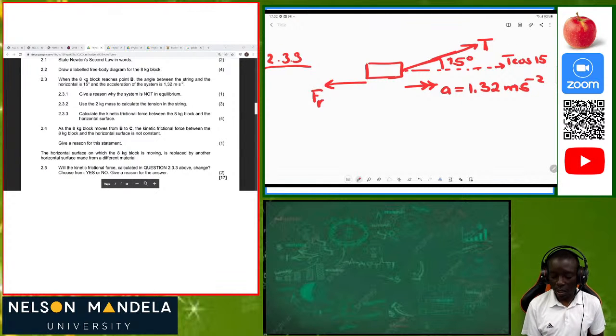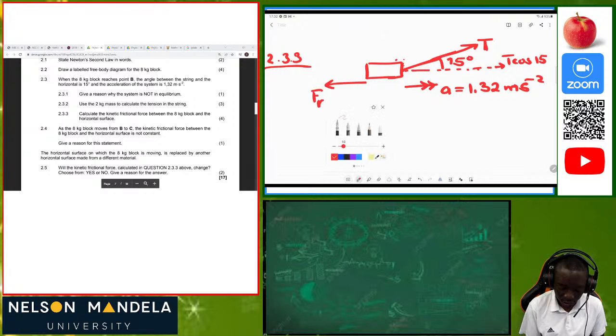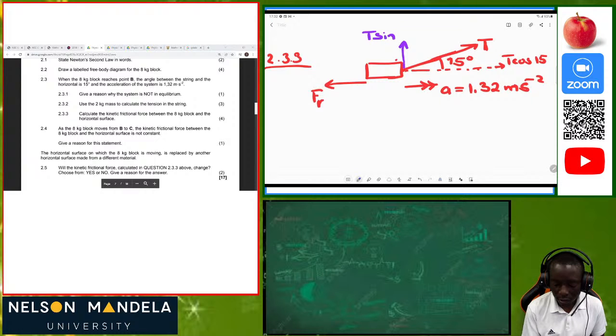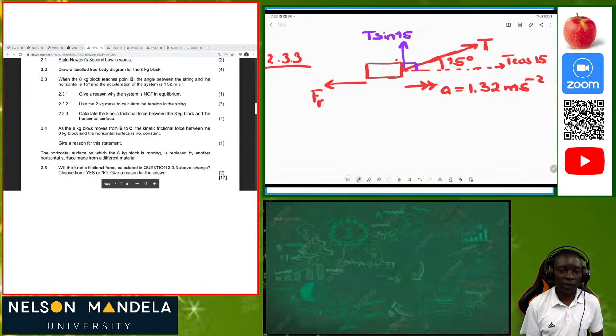It's a cos theta component because the angle between that component and the vector is the 15 degrees that is mentioned. If the angle is on the other side, that makes the component in the vertical. So we would have another component. If we want to deal with the vertical component, it will be T sine 15. The component perpendicular to the cos theta component is the sine theta component. That's how we identify our components.